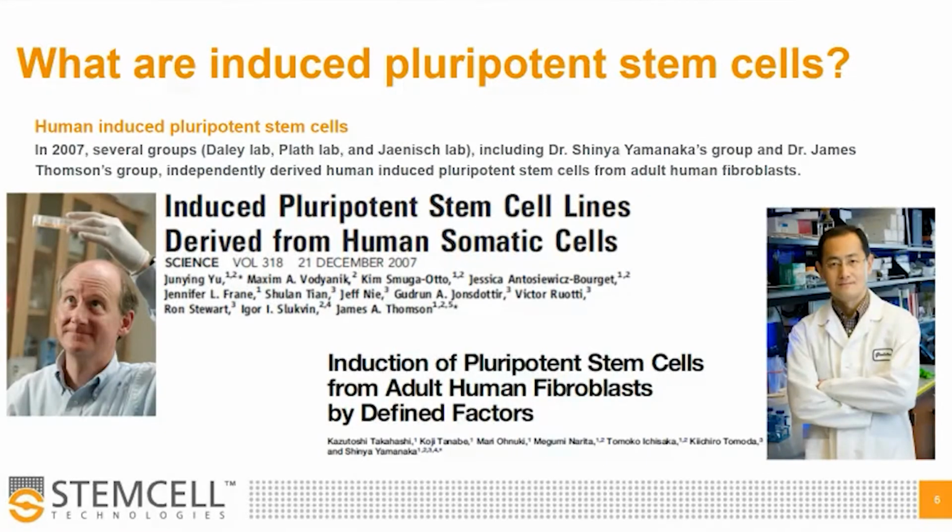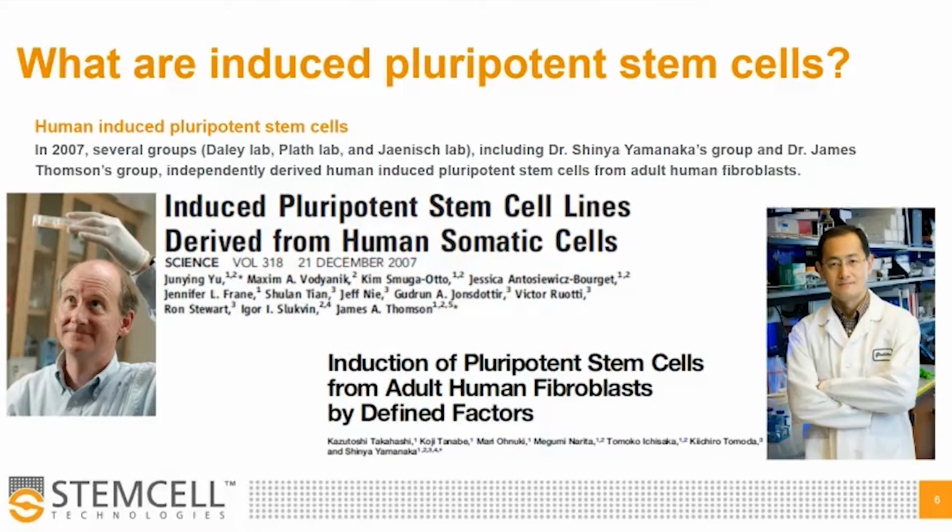Shinya Yamanaka and colleagues developed mouse iPSCs in 2006 through a different method of reprogramming. Here they used a retrovirus to deliver into somatic cells, in this case mouse fibroblasts, a combination of 4 reprogramming transcription factors comprised of OCT3/4, SOX2, KLF4, and c-MYC, nicknamed the OSKM factors.